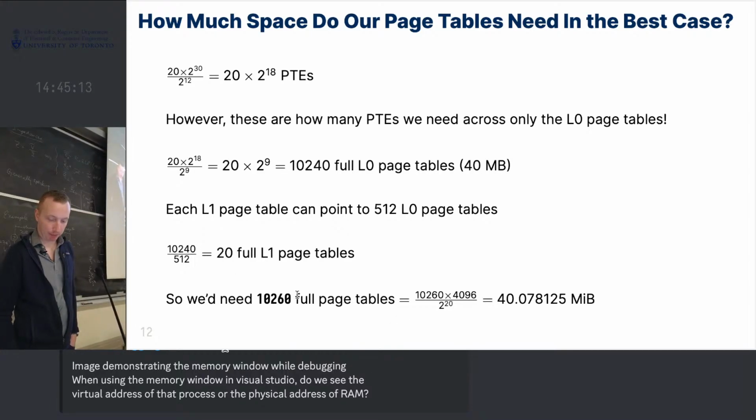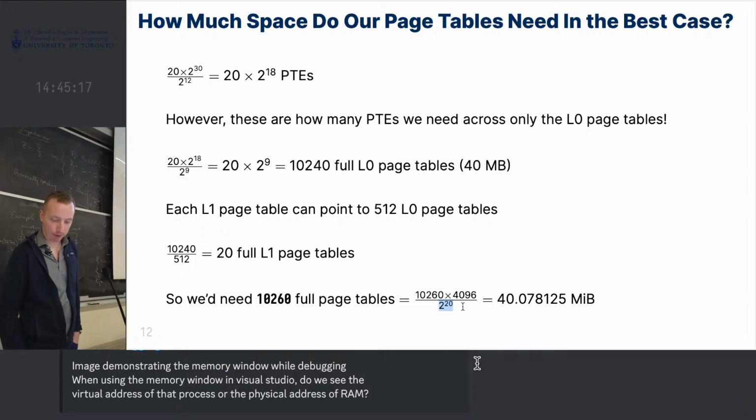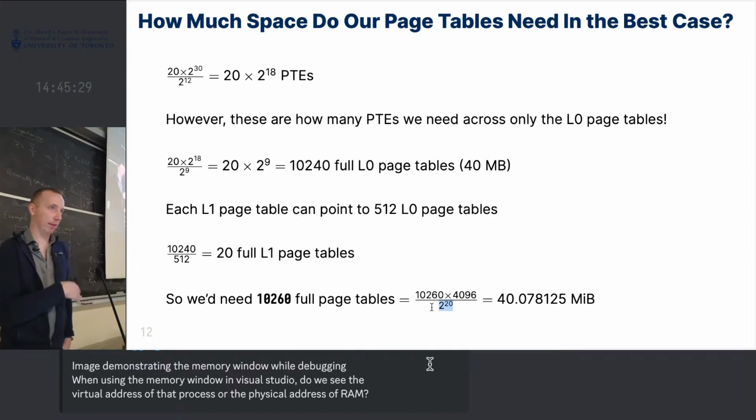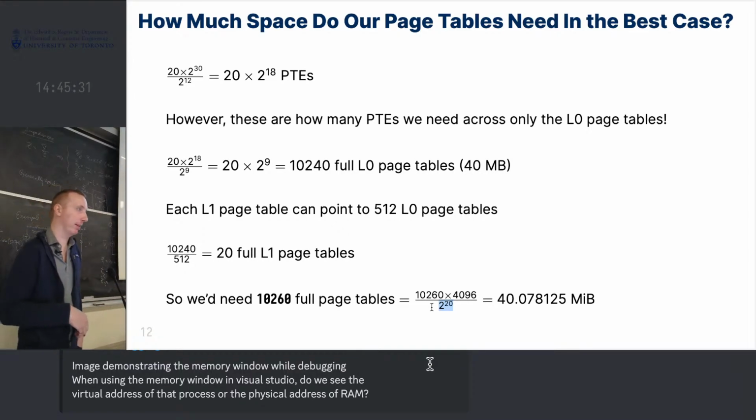So why did I divide by what? Sorry? 2 to the 20. The question is why did I divide by 2 to the 20 here? I divided by 2 to the 20 because I just wanted it in megabytes. So 2 to the 20 is just megabytes, or MiB, like the real megabytes, not the marketing fake megabytes.